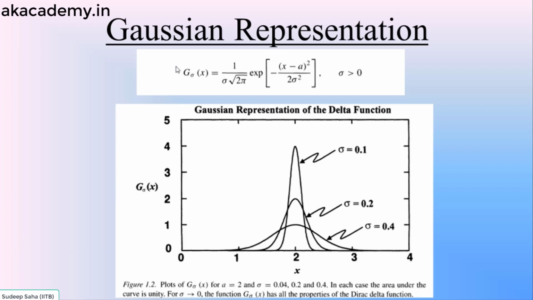Next very important representation of delta function is by a Gaussian function. This Gaussian function is defined as 1 by sigma root over 2 pi, exponential minus x minus a squared over 2 sigma squared, and sigma is always greater than 0. If you plot this Gaussian delta function, as we can see, if we reduce the value of sigma, it becomes more and more spike in nature. So if sigma tends to 0, this will be a spike.